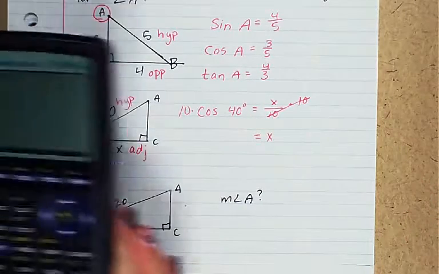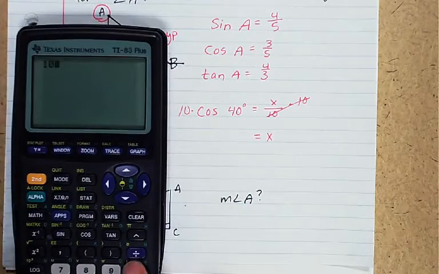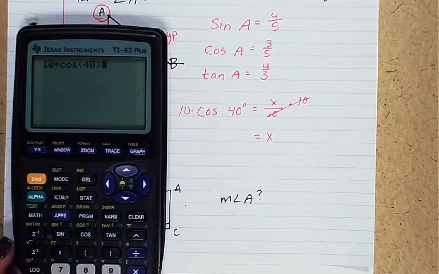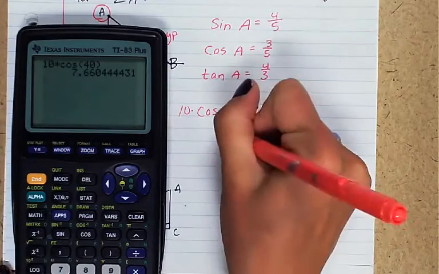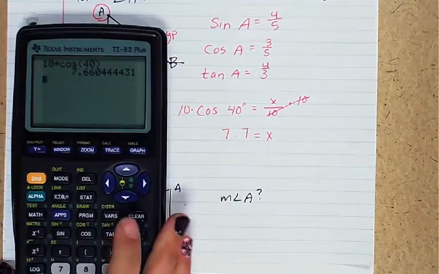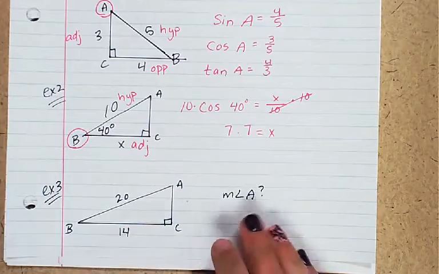So in my calculator, I'm just going to plug in 10 times cosine of 40 degrees. And we get about 7.7 would be the length of the leg there.